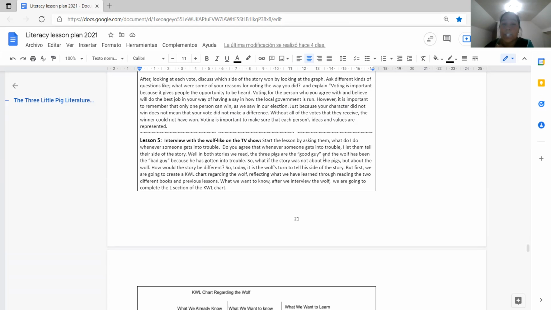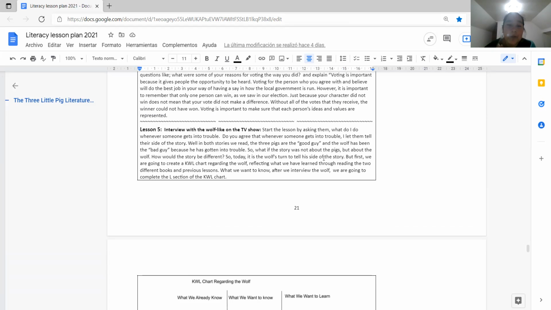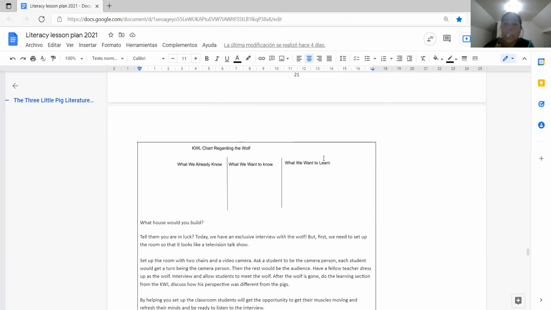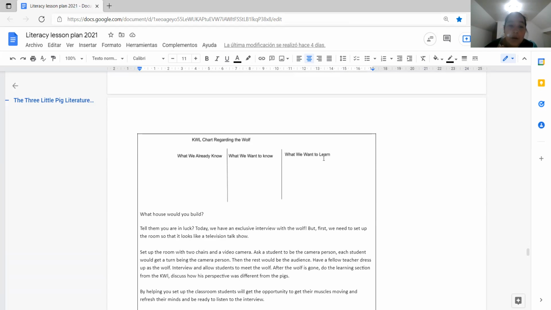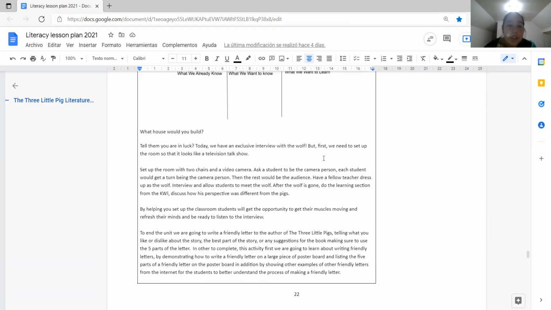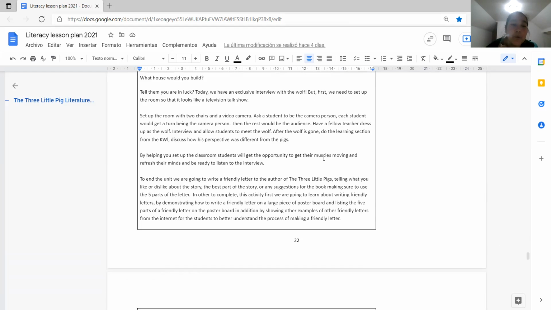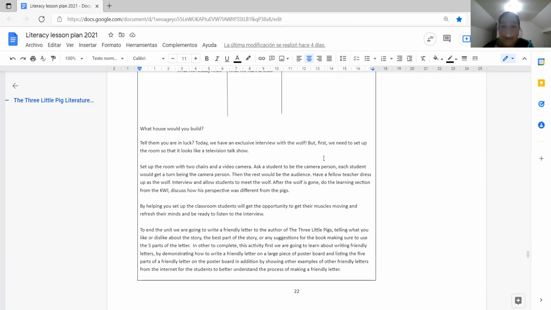The teacher is gonna pretend she is the wolf, and she's gonna be answering some questions about the story, or making it up. So the students first are gonna create a chart about the wolf. For example, they're gonna ask questions like, what house will you build? What kind of material will you use? Other students are gonna help us set up the classroom. This activity will help students get their muscles moving and refresh their minds and be ready to listen to the interview.